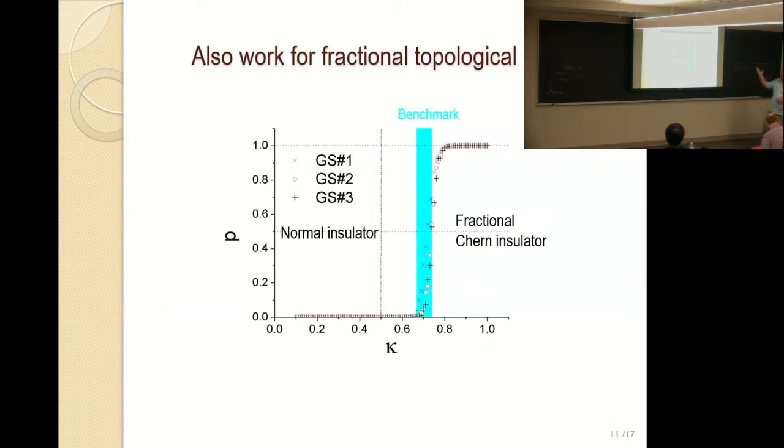Okay, so here is one more application. We've gone one step further and still study a topological fractional Chern insulator. I didn't show you more detail, but this fractional insulator is obtained by a projective construction, and we are certain. So we've studied that in the small kappa, large kappa limit, it is indeed a normal insulator and the fractional Chern insulator respectively.